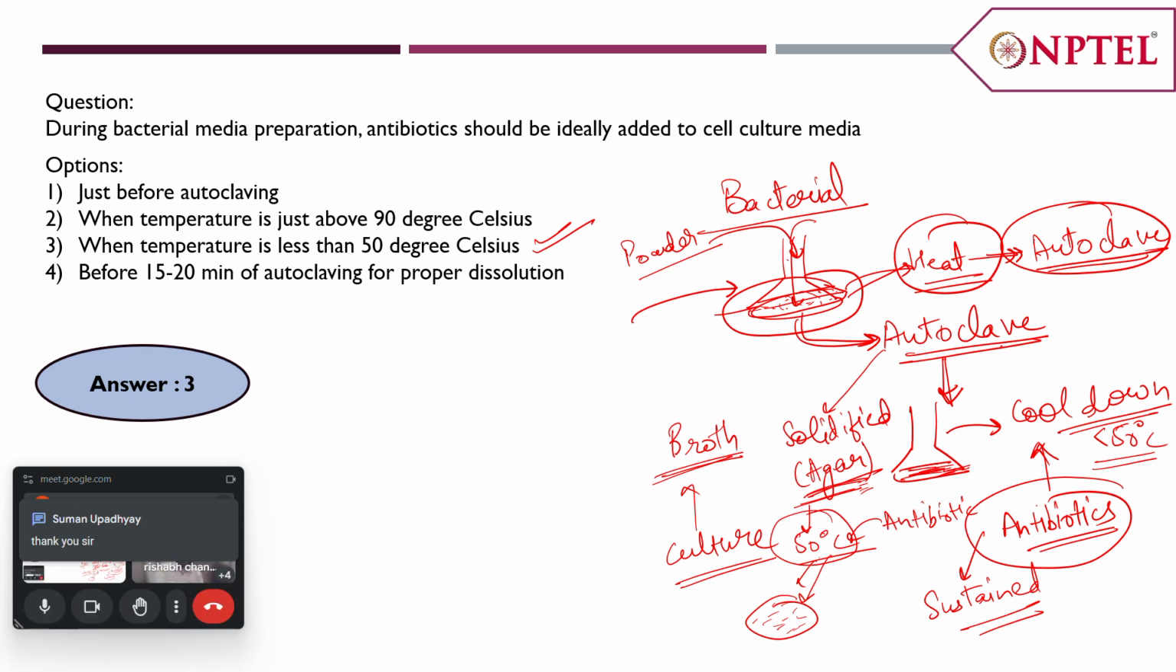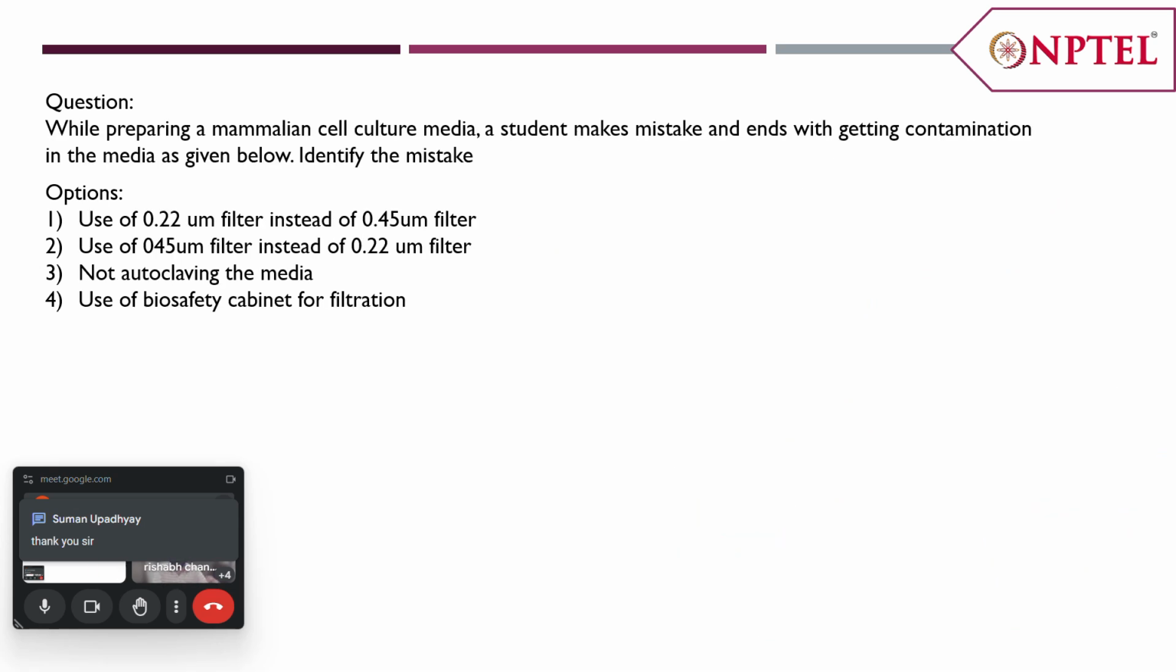Okay, so let's move on to the next question. While preparing a mammalian cell culture media, a student makes a mistake and ends up getting contamination in the media as given below. Identify the mistake. What can be the correct option?